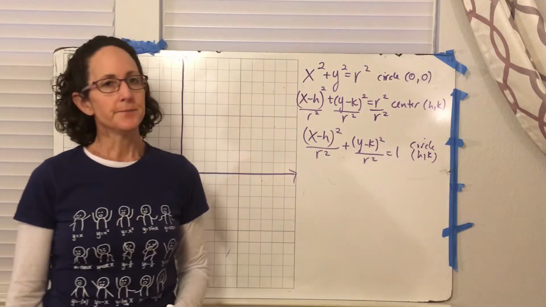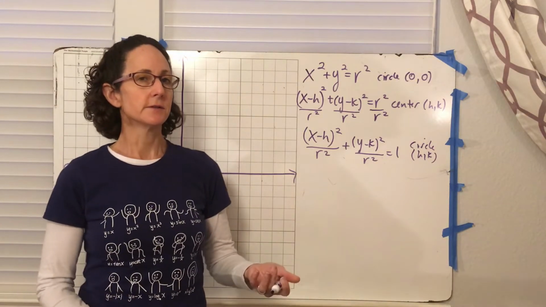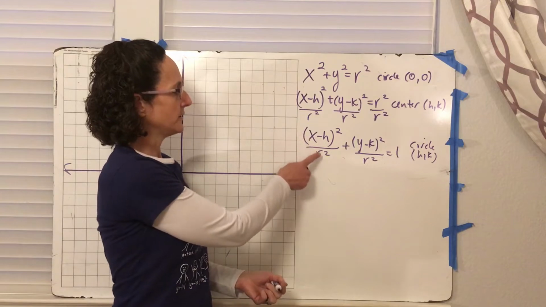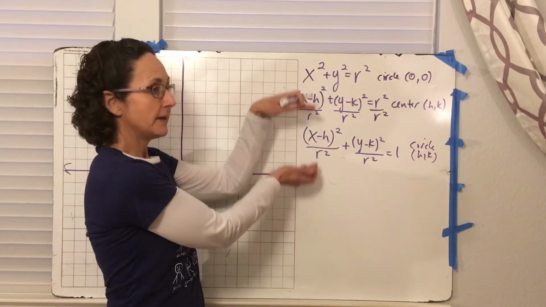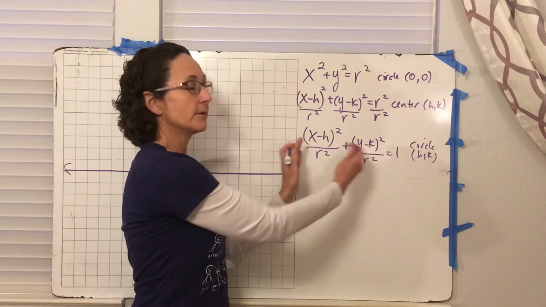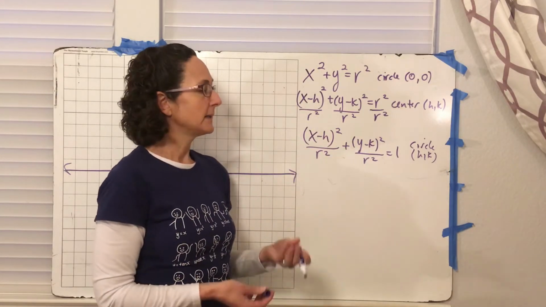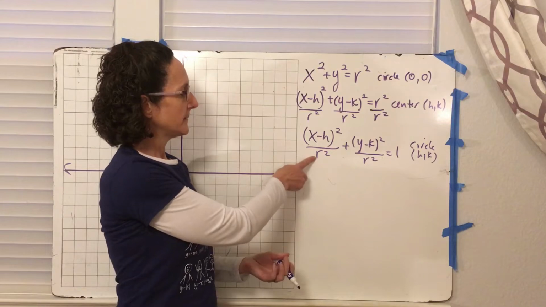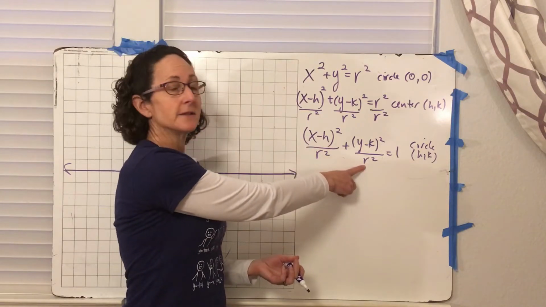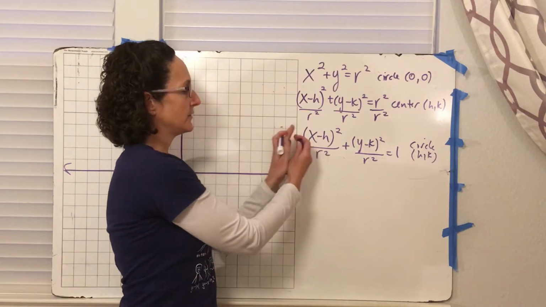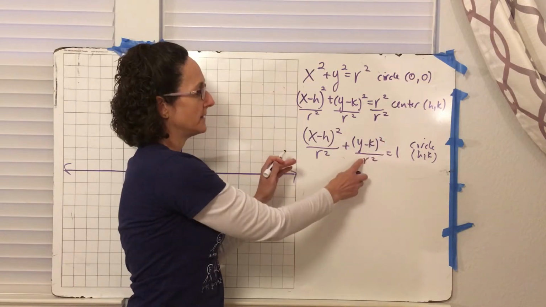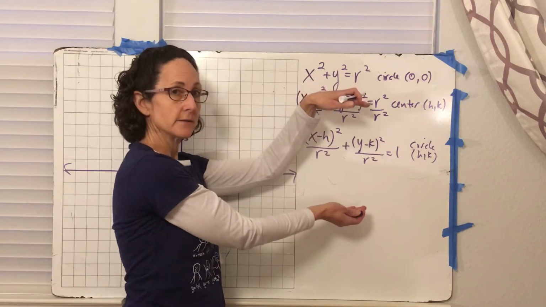The reason that this is a circle is because in the x direction, you go out r, the radius. In the y direction, you go out r, the radius. Since they're the same, you get this perfect circle. An ellipse is different because this number is going to be different than this number. This number tells you how wide the ellipse is, and this number tells you how tall it is.